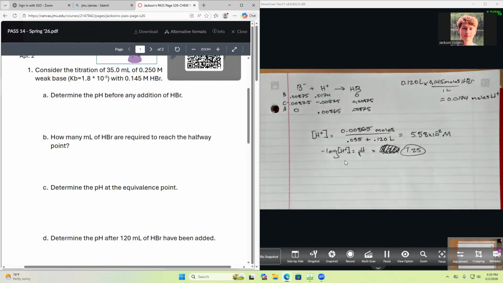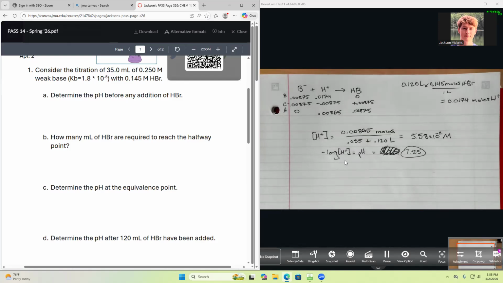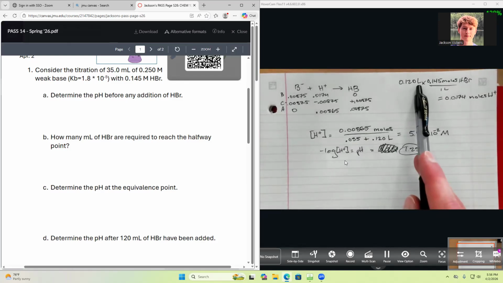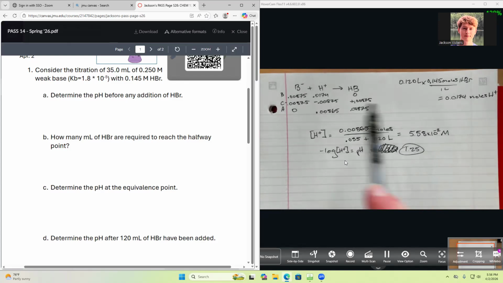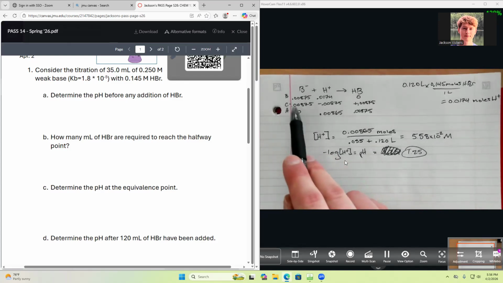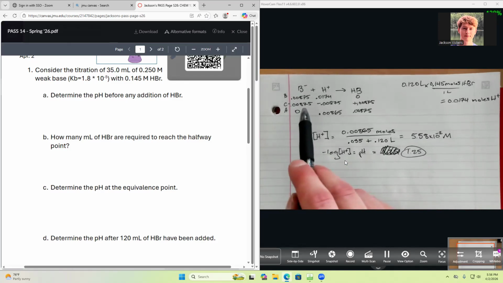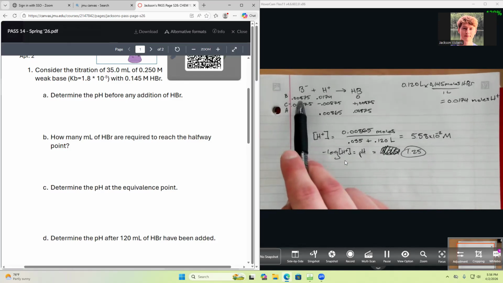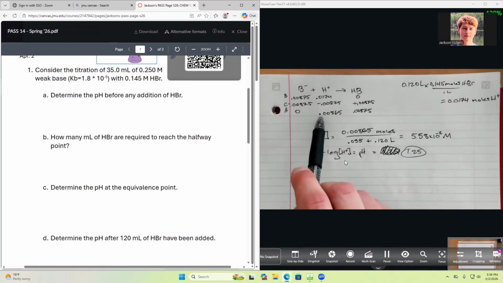So here's the work for this one. Again, we're doing a BCA table. We go from molarity to moles. So we need to use that 0.12 liters that we're adding multiplied by that molarity. And in a BCA table, a really important factor is that when we're doing this C row, we always subtract the smaller value, right? So in this case, we're subtracting away all of the weak base, but we're still left over with some of that strong bromic acid afterwards.